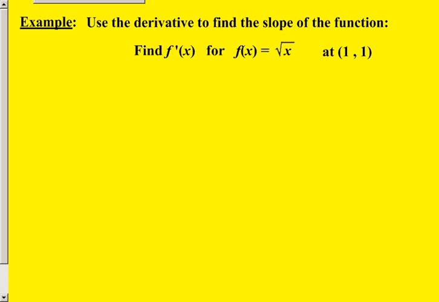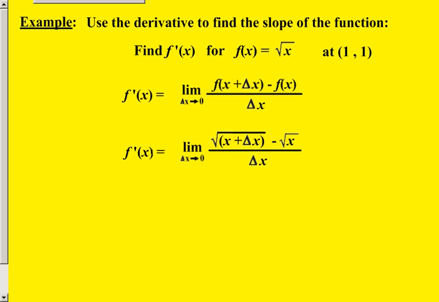Okay. So let's take it one step further on a next example. Use the derivative to find the slope of the function f prime of x for f of x equals the square root of x. And we're going to evaluate at 1 in the domain. Well, we're using the limit definition here, or the definition of the tangent line. So we're going to evaluate the function at x plus delta x, then subtract the function itself, and then it is, of course, over delta x.